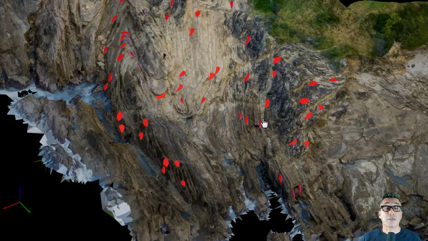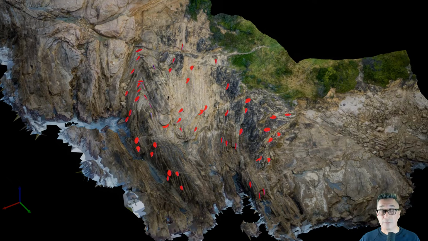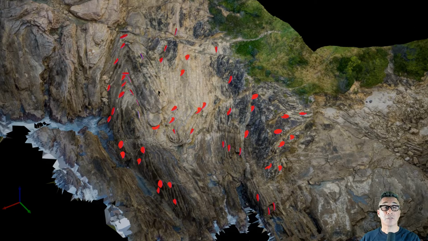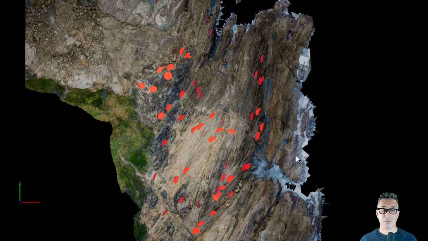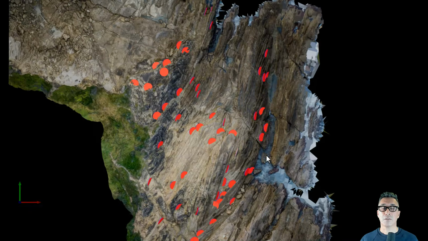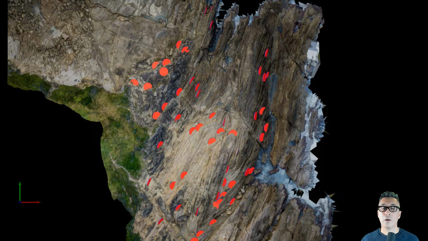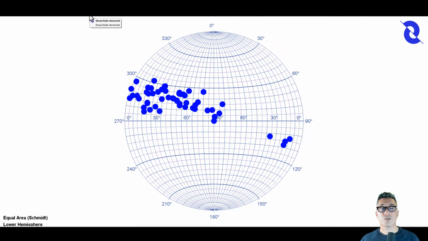Right, I think I've got enough here. So I can save this. Okay, so this is what I've digitized. And turning on the Stereonet looks like this. A great circle would fit along there, okay?